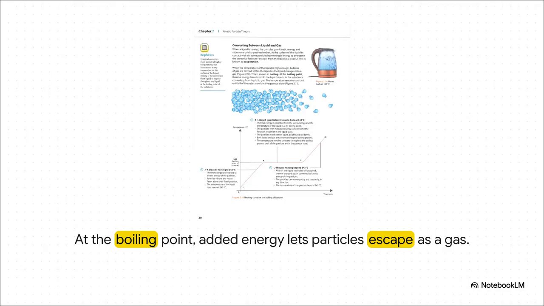And guess what? The exact same thing happens all over again when it's time to boil. So, once everything's melted, the temperature of the liquid starts to climb again. But then, bam, we hit another flat line on the graph. And you know what that is, right? That's the boiling point. And just like before, the temperature stops rising because every bit of energy is now being used to break the remaining forces, letting those particles escape completely and fly off as a gas.